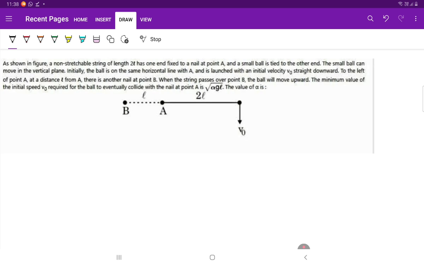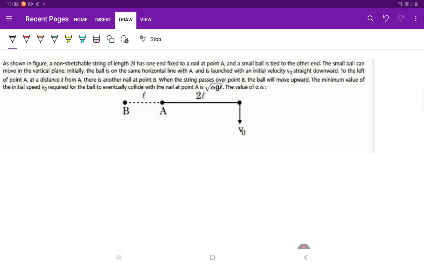So let's get started. The question says, as shown in the figure, a non-stretchable string of length 2L has one end fixed to a nail at point A and a small ball is tied to the other end. The small ball can move in the vertical plane. Initially, the ball is on the same horizontal line with A and is launched with initial velocity v0 straight downward.